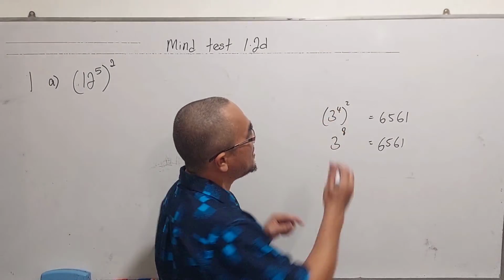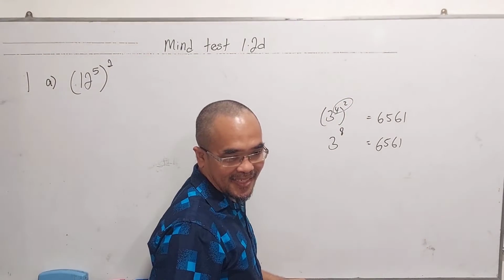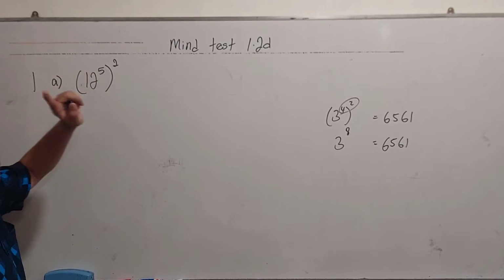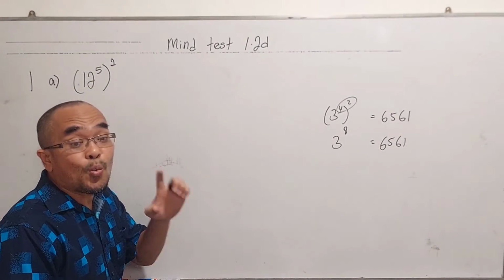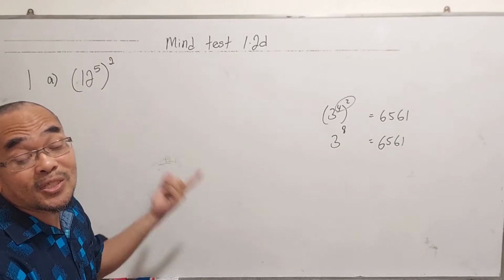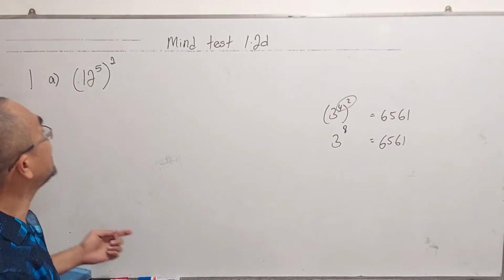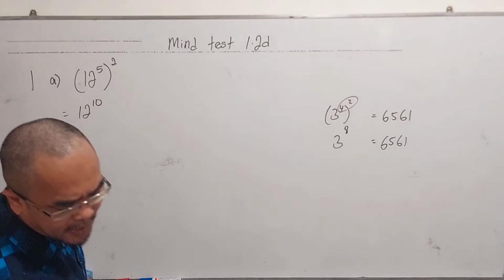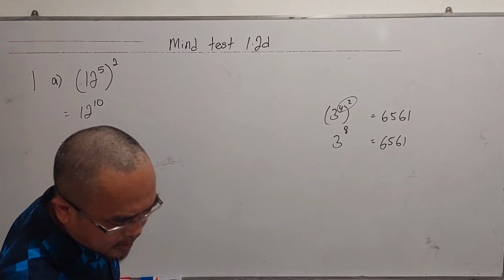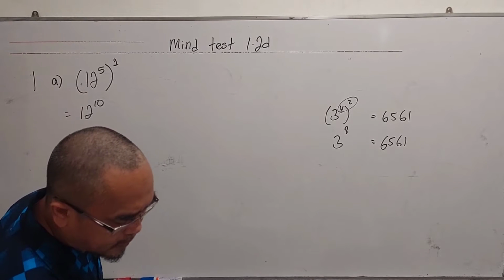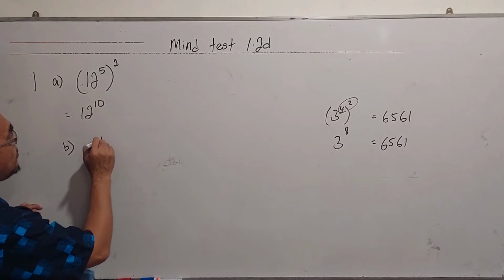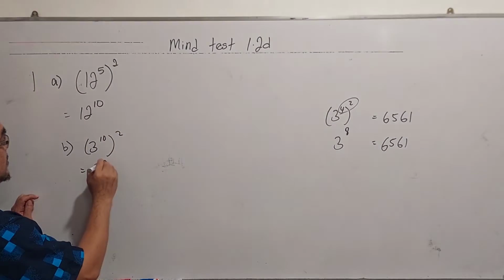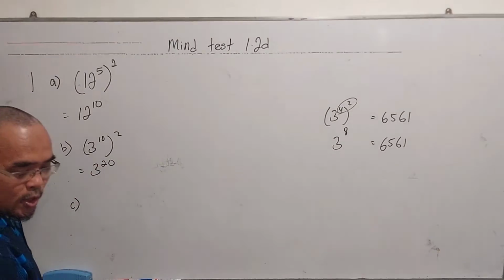So how do we get from here? We just multiply the index. Okay, so how about this? If 12 to the power of 5 to the power of 2, we do not want to find the value, we just want to simplify. 12 to the power of 10. And B, 3 to the power of 10 to the power of 2 is 3 to the power of 20. Okay. How about C? What is the question?